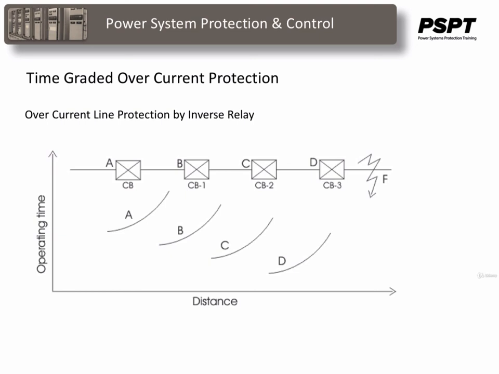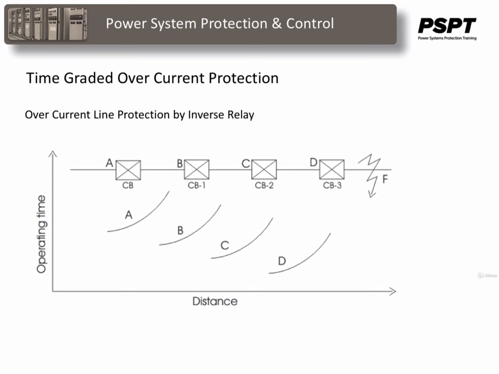The drawbacks we just discussed in definite time overcurrent protection of feeders can easily be overcome by the use of inverse time relays. With inverse relays, the time of operation is inversely proportional to the fault current. The overall time setting of the relay at point D is at a minimum, and successively this time setting is increased for the relays associated with the points towards point A.